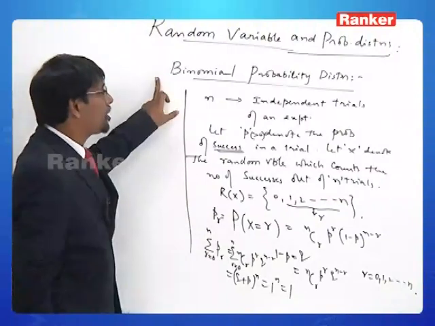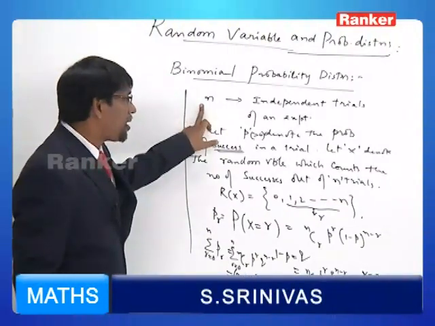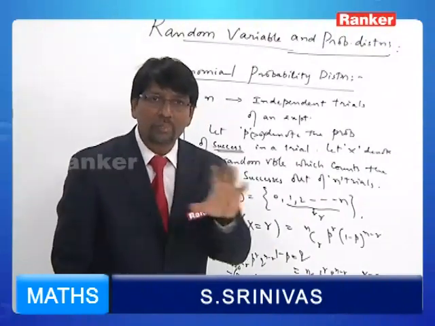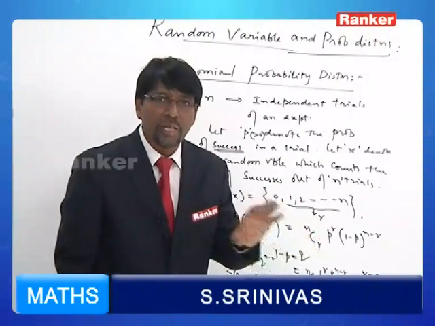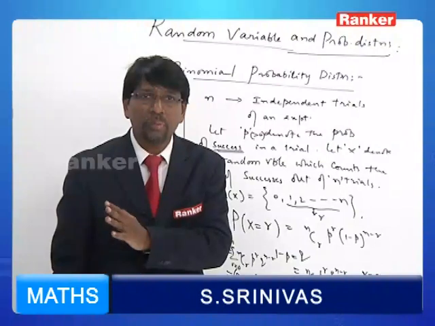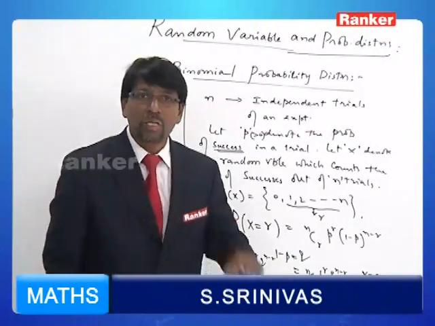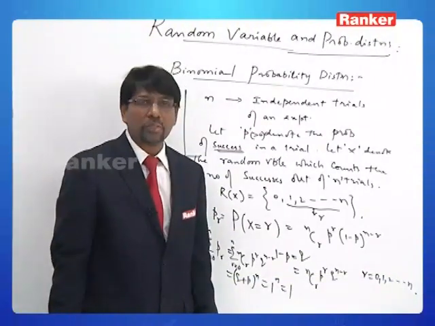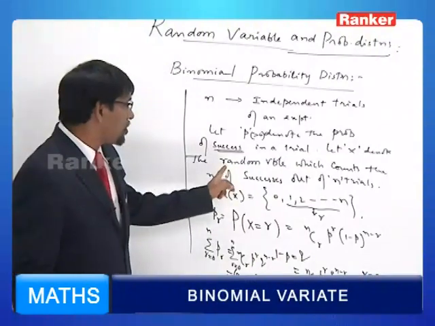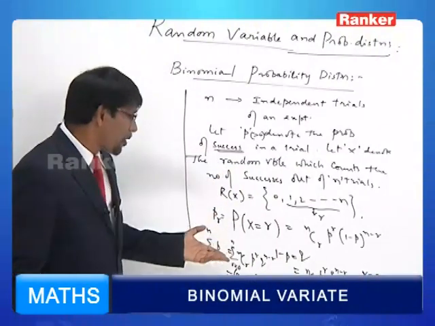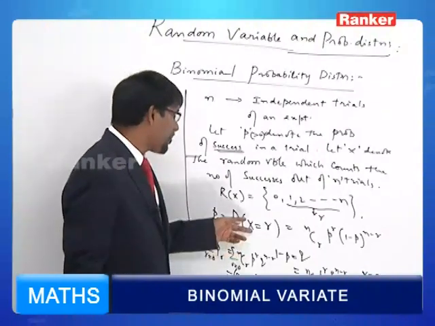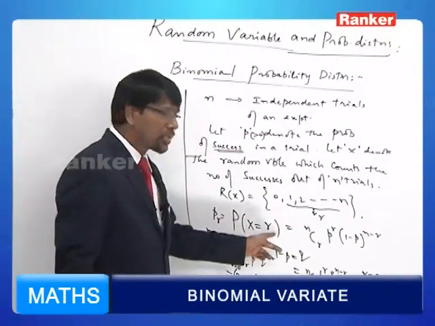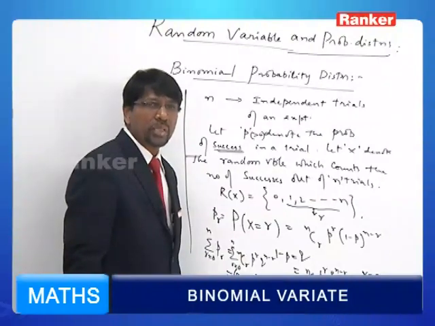So how does a binomial probability distribution arise? When you have n independent trials of an experiment, and in each trial we have only two types of outcomes. That is, some group of outcomes we brand as success, and the complementary group of outcomes we brand as failure. The probability of success is assumed to be constant in every trial of the experiment, so the probability of failure also becomes constant. What is the probability that the random variable which counts the number of successes is equal to r? That is nCr p^r (1 minus p)^(n minus r).